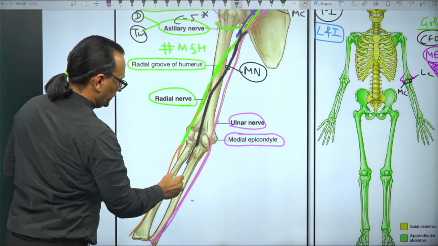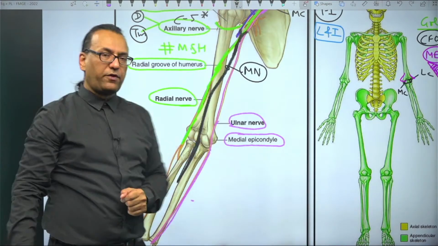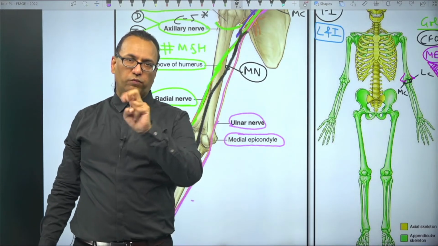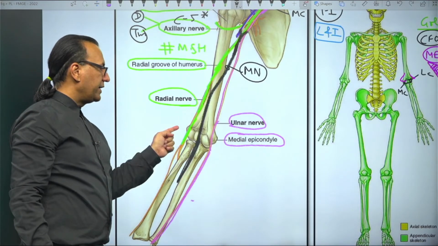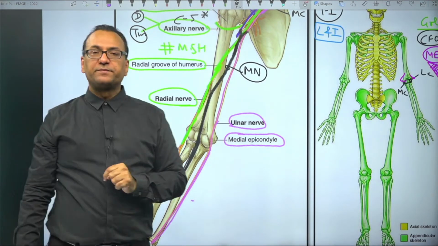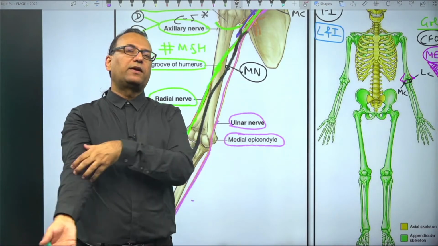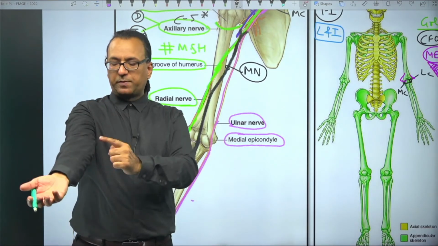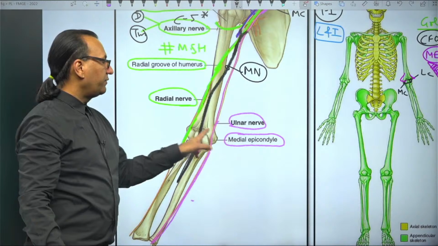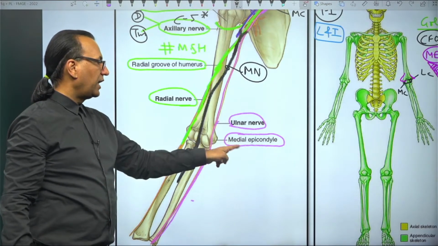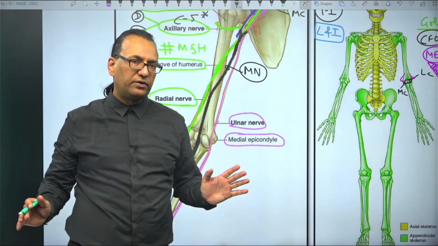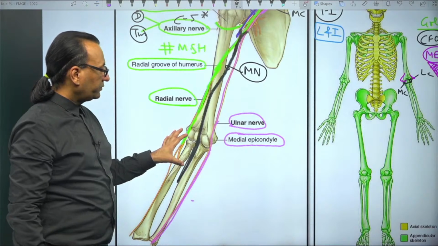You see here. Which nerves are contents of the cubital fossa? Two. Which ones? Radial nerve radially, median nerve medially. And which nerve is not a content of the cubital fossa? The ulnar nerve, because it passes behind the medial epicondyle, behind the elbow joint. It is not a content of the cubital fossa.